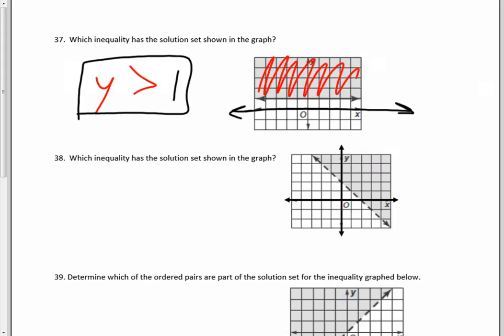So it's greater than or equal to. Thank you. You said greater than or equal to. How come? Because this is a solid line.